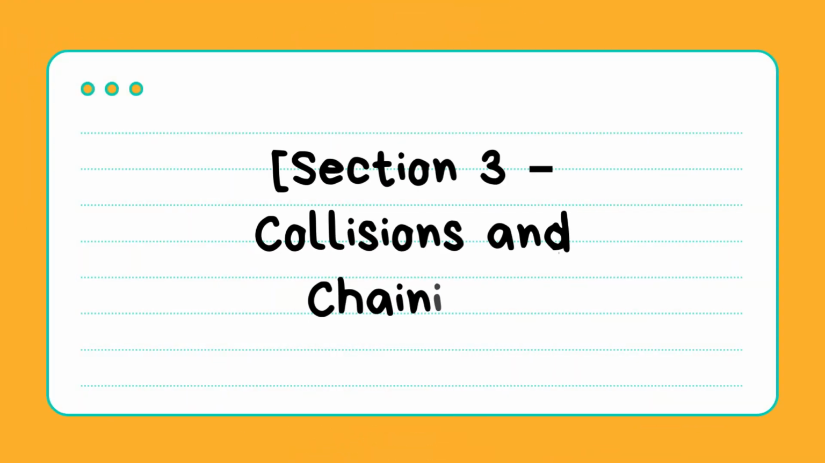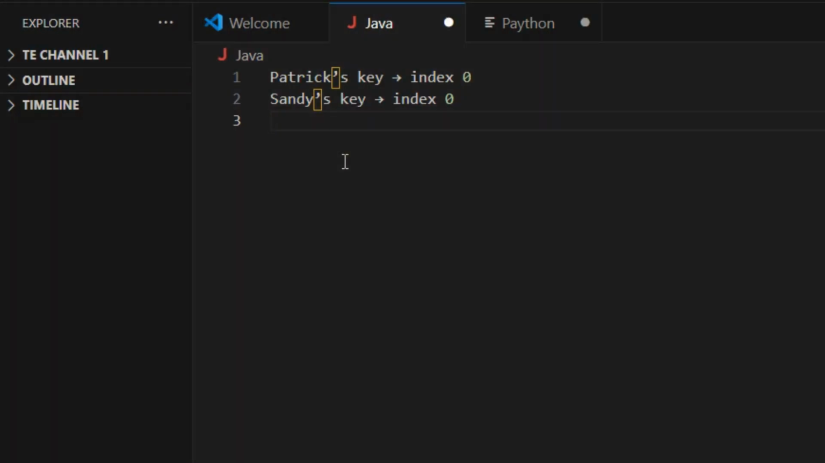Section 3. Collisions and chaining. But here's the tricky part. What happens if two different keys hash to the same index? This is called a collision. For example, Patrick's key hashes to index 0, and Sandy's key hashes to index 0. Two people, one drawer. How do we handle that?